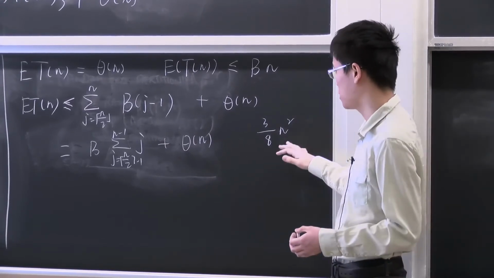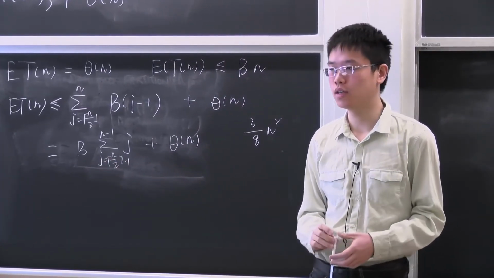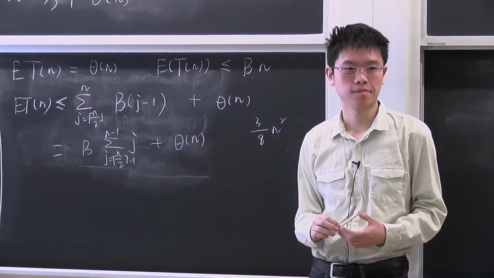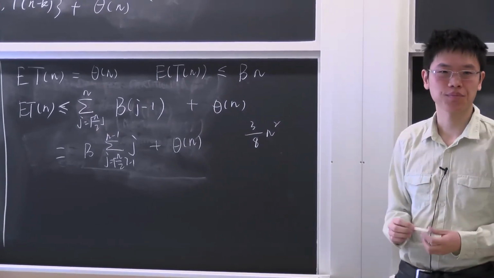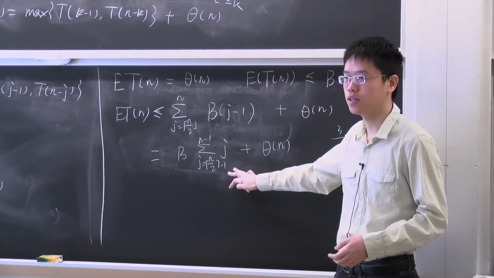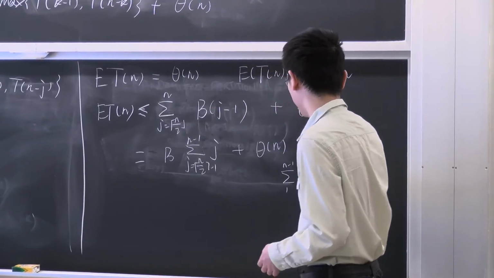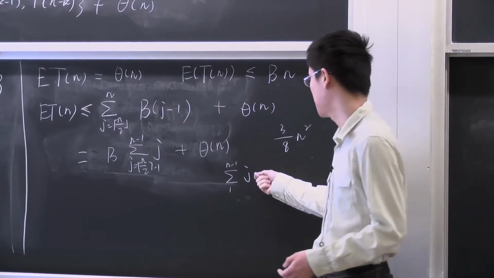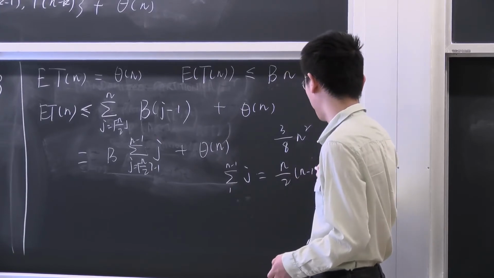Okay, let me ask the question again. I claim this sum is roughly 3 over 8 n squared. Can anyone see that? Any ideas? So I don't know how to calculate this term, but I do know how to calculate sigma from 1 to n. This is easy, right? What's that? It's half of n minus 1, right?